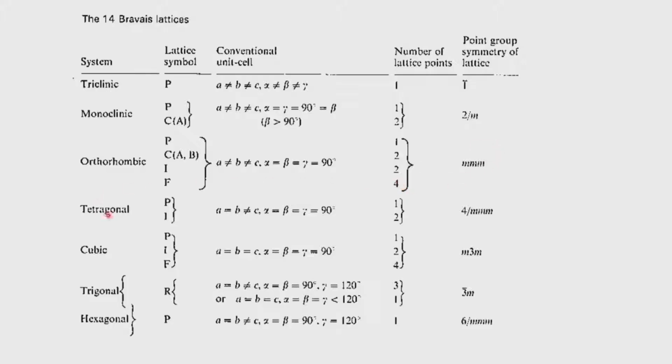So, we then go to the tetragonal system. In the case of the tetragonal system, because A is equal to B, it is a square lattice, we cannot have any independent centering associated with it.